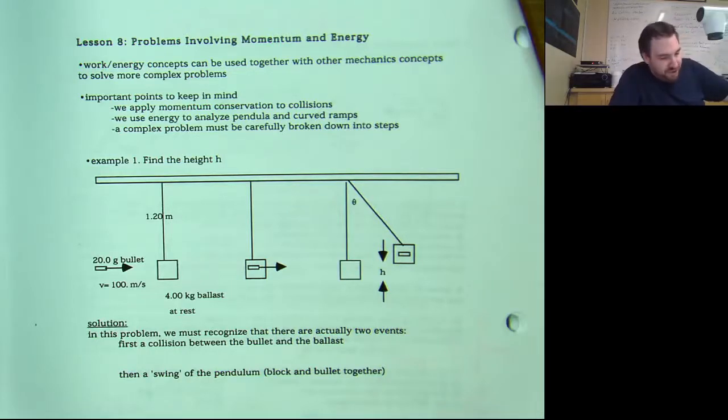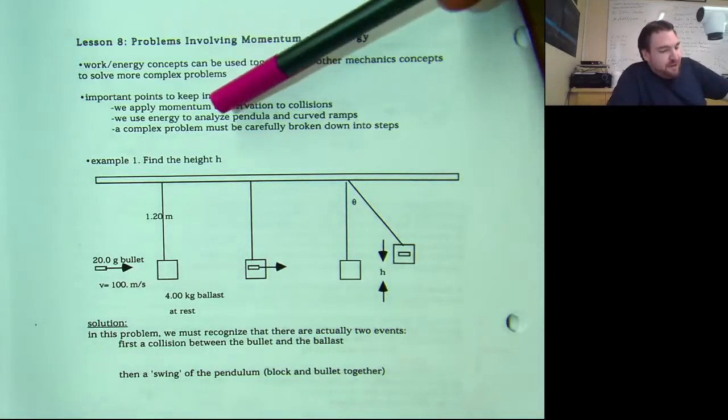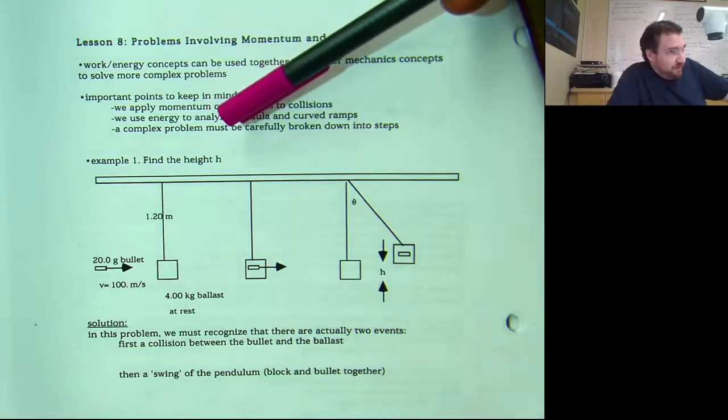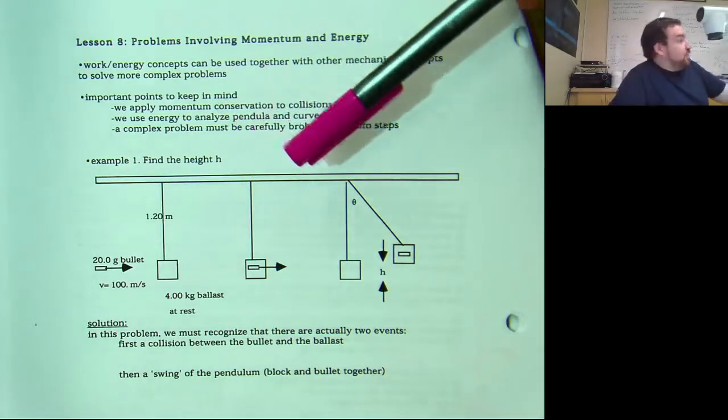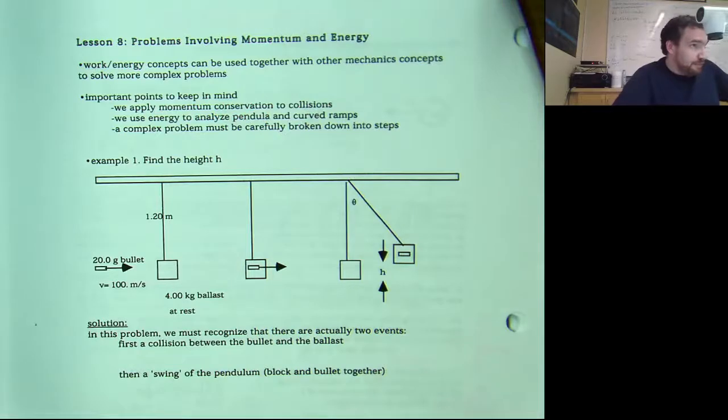Here we go. So, we're going to put it all together. We're going to combine the energy with the momentum. So, important things to remember. Momentum is conserved when things collide. We can use that. It means anytime you've got a collision, P initial equals P final is an option.